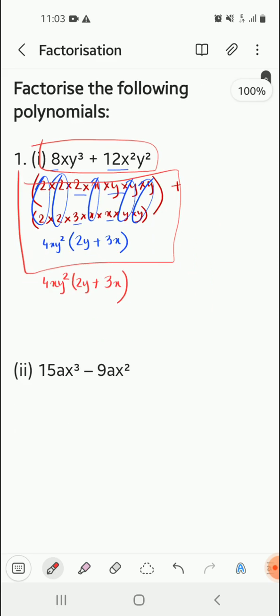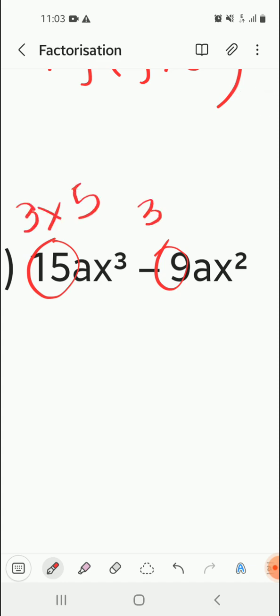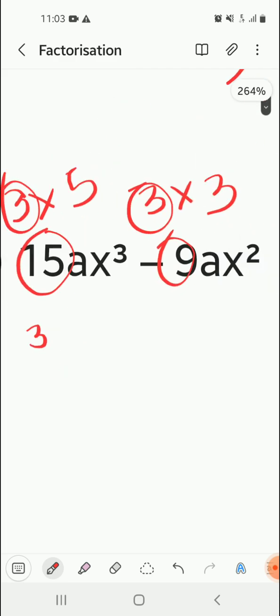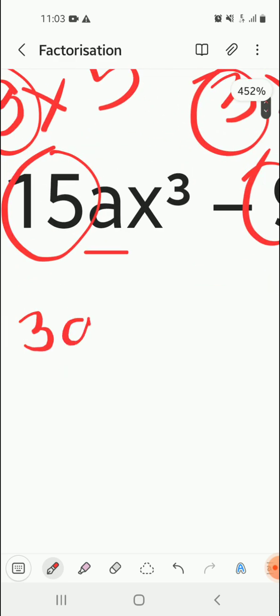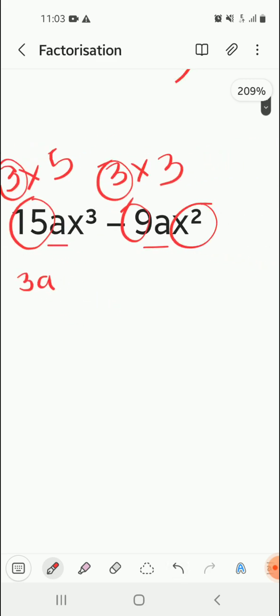Moving on to the next question, see. Again we have got 15 and 9. The common factor, as you can see, 3 into 5 is 15 and 3 into 3 is 9. So the common factor is 3. So we are going to pick this 3 first. Here we have got a, here also we have got a. So again a common factor. So we are going to write this a here. Here we have got x cube, that is 3 times x. And here we have got x square, that is 2 times x.